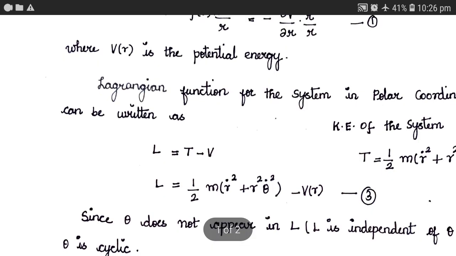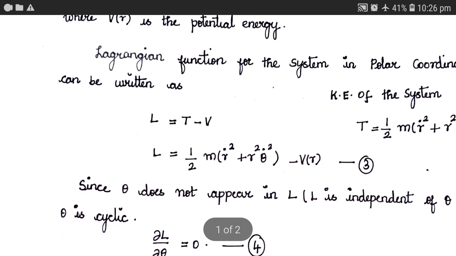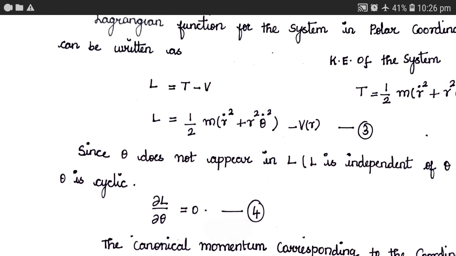We all know the Lagrangian function L is equal to T minus V. T is the kinetic energy, V is the potential energy. So we have both the kinetic energy of the system and the potential energy of the system, and let us substitute it. We get L is equal to half m (r dot square plus r square theta dot square) minus the potential energy V of r.